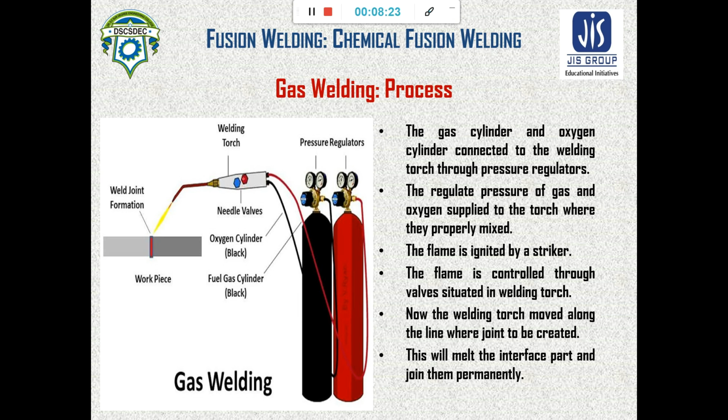But we can get the flame by ignition, and after the flame ignition in the front of the welding torch, that welding torch is moved to the weld joint location, so that the base material will be melted and joined together. Filler material, if needed, will be supplied in the form of wire or rod in case of gas welding.